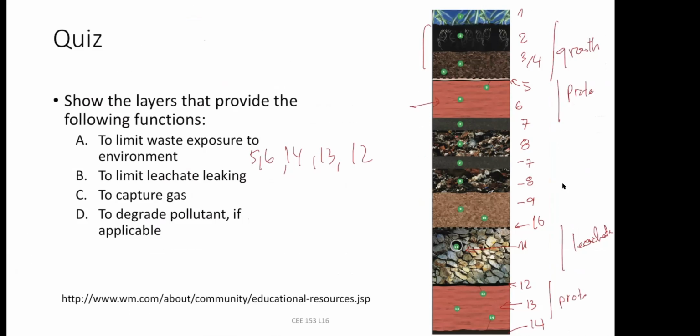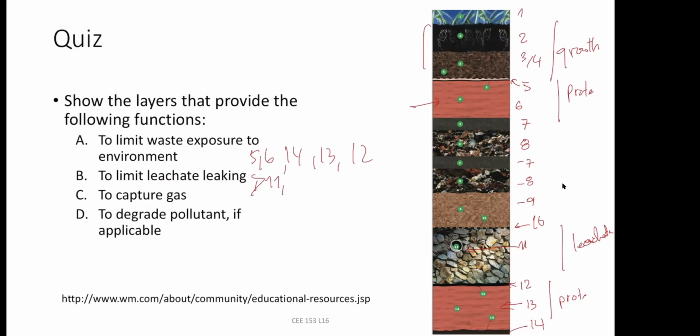Okay, to limit leachate leaking, which one is the one? I just explained it. Leachate leaking is the bottom layer. 11. That's the actual leachate collection, so that will be 11. Anything greater than 11. Okay, because 11, 12, 13 also will not leak into the ground.